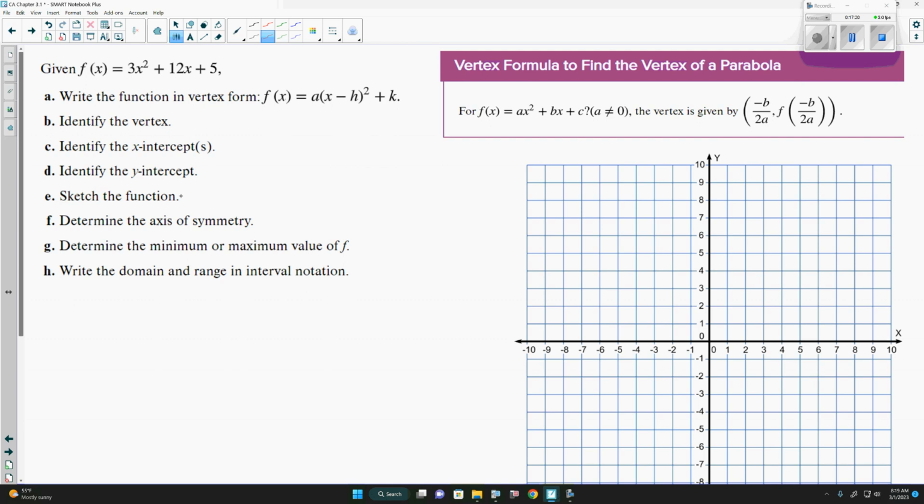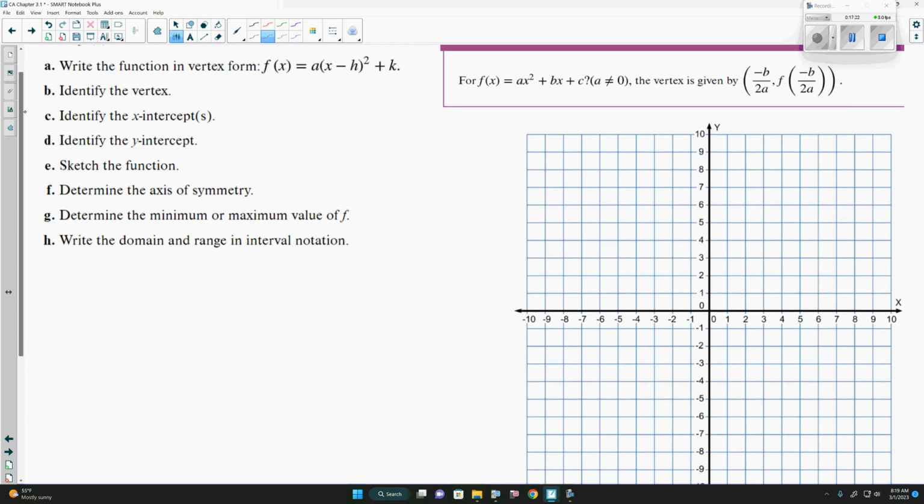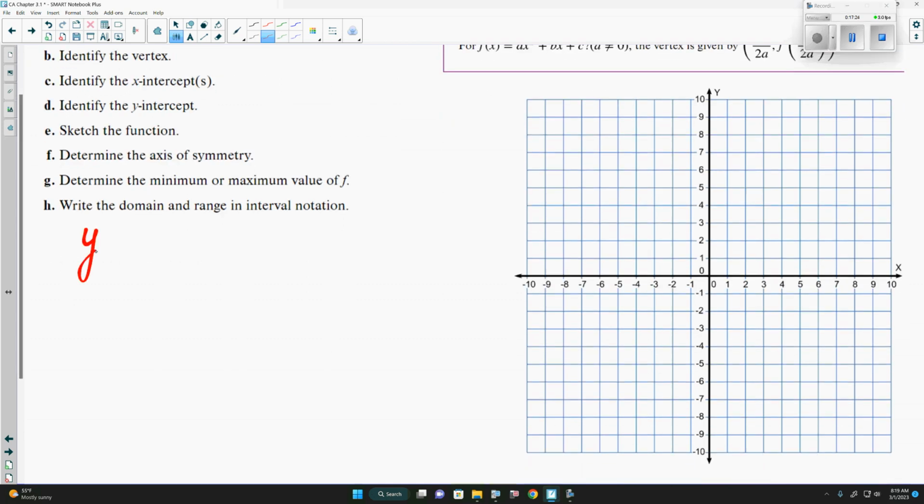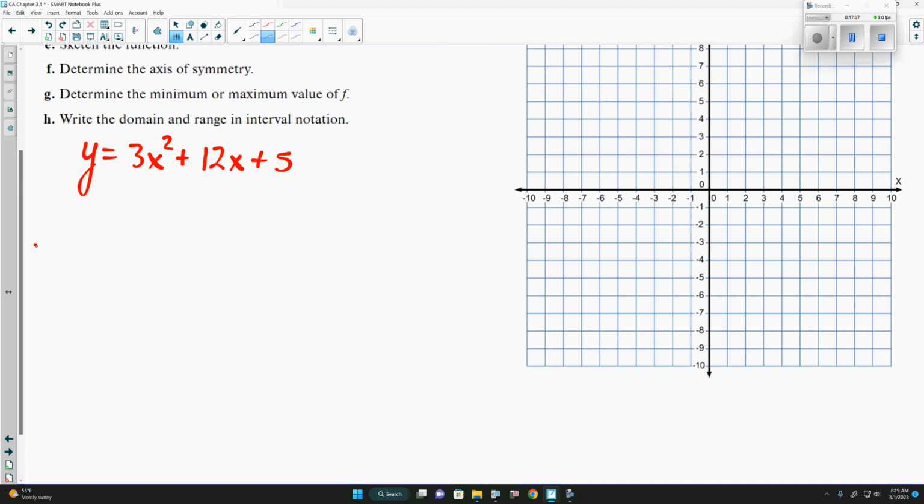Now, that is helpful, that is handy, but let's actually get it in vertex form. Now, for the most part, we don't do this in Algebra 2. Y'all have the tools to do this. You have the ability to do it. We just don't do it.